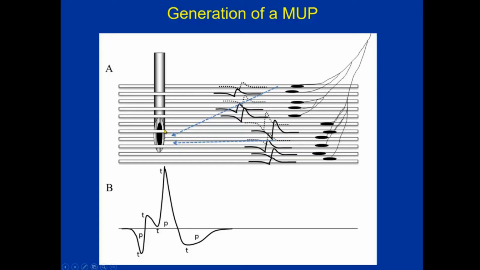And when they arrive at the electrode, they have a certain scatter, mostly dependent on different speed along the muscle fibers, which is directly related to the muscle fiber diameter. And when they are summated, they produce any shape depending on the dispersion.